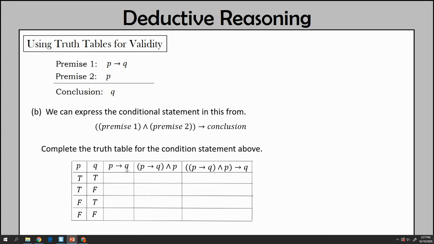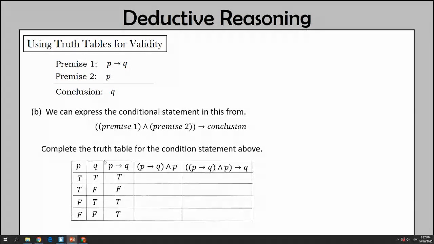First thing is P implies Q. Remember, this is only false if the hypothesis is true and the conclusion is false. So true implies true is true. True implies false is false. False implies true is true. False implies false is true. Remember, we talked about breaking a promise here. Is the promise kept or is it broken? And this is the only time it's broken here.